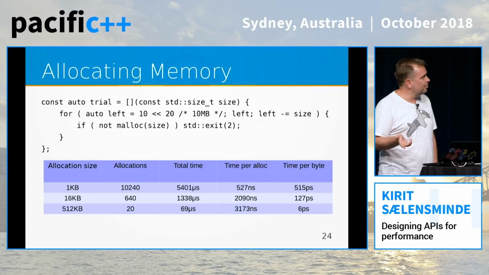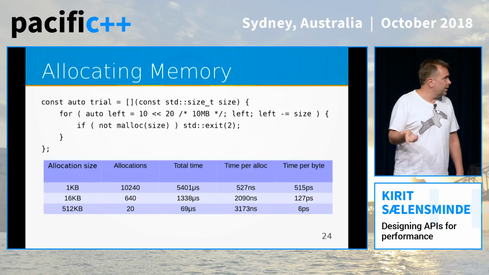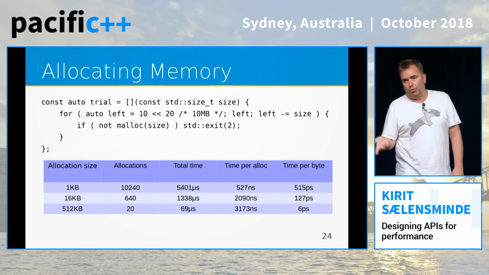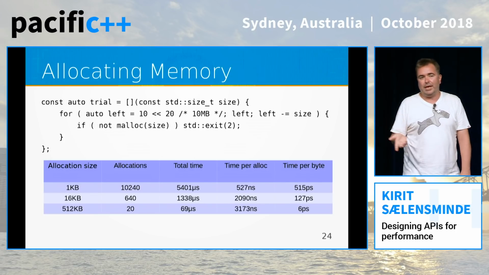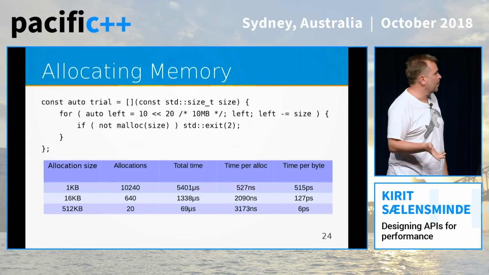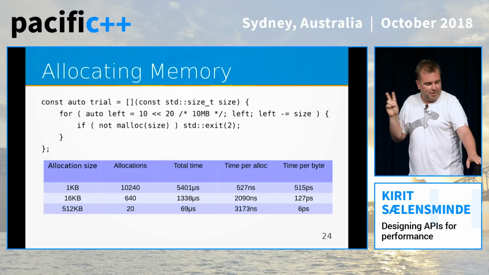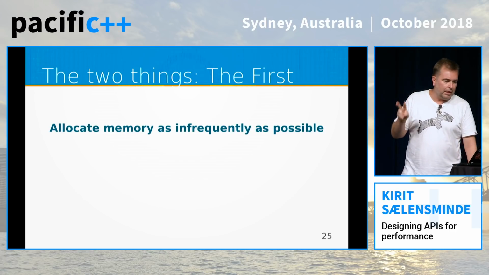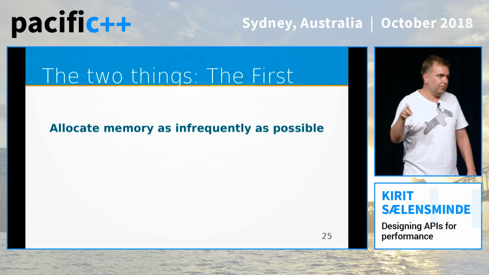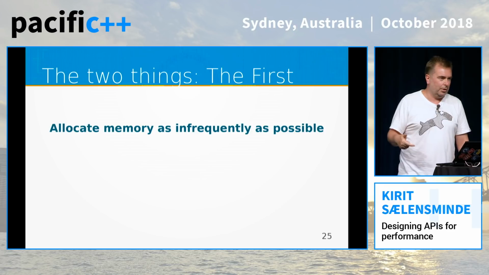So the time per byte goes from like 515 picoseconds down to 6 picoseconds. Each of those three lines, all of them are allocating a total of 10 megabytes, but we're doing it in different ways. So the first of the two things that I think you need to be thinking about is allocate memory as infrequently as possible. And of course, this has a profound impact on the shape of the APIs that we're going to deal with.